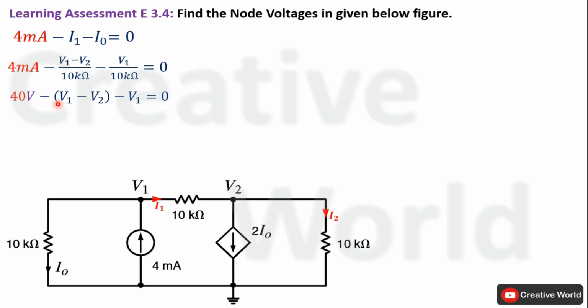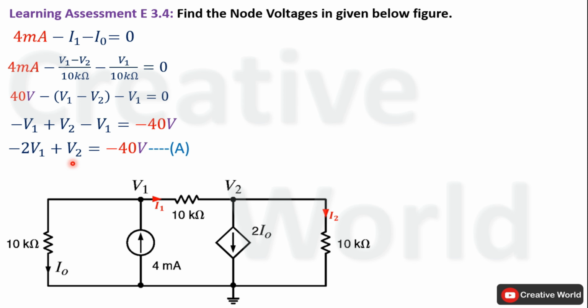Now open these brackets and place this constant on the other side of the equal sign. It will become minus 40 volt, and this minus will multiply with the values inside the brackets. It will become minus V1 plus V2 minus V1. Now this minus V1 and this minus V1 added together, the equation will become minus 2V1 plus V2 equal to minus 40 volt.